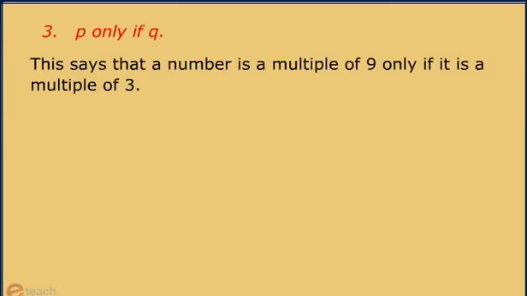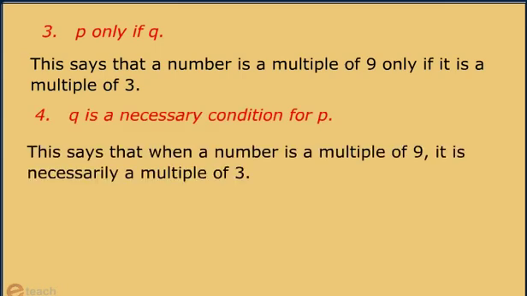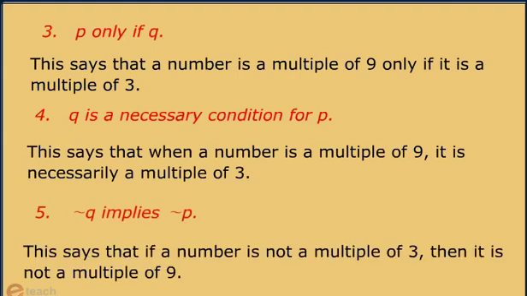P only if Q. This says that a number is a multiple of 9 only if it is a multiple of 3. Q is a necessary condition for P. This says that when a number is a multiple of 9, it is necessarily a multiple of 3. Not Q implies not P. This says that if a number is not a multiple of 3, then it is not a multiple of 9.